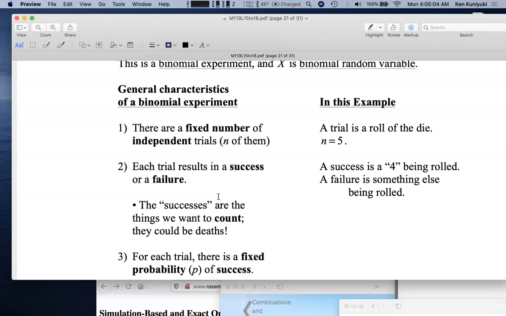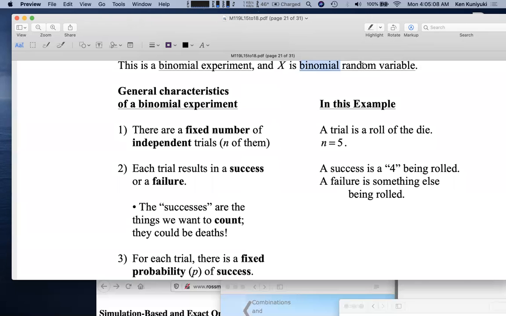So the idea is that we're counting successes. X is a binomial random variable that counts successes, which would be car wins in Monty Hall or 4s in this dice example. In some medical situations, X could count deaths, in which case you may not want to be successful.